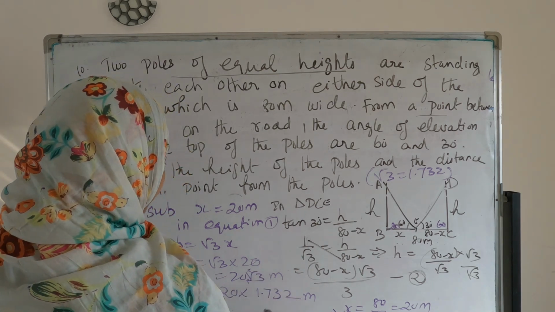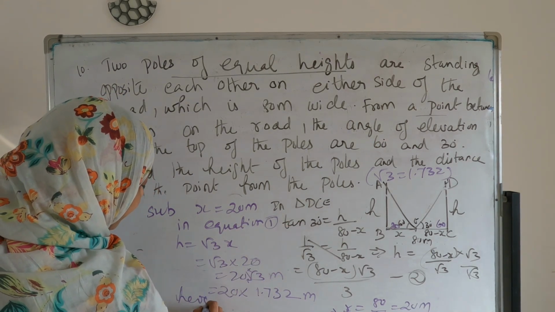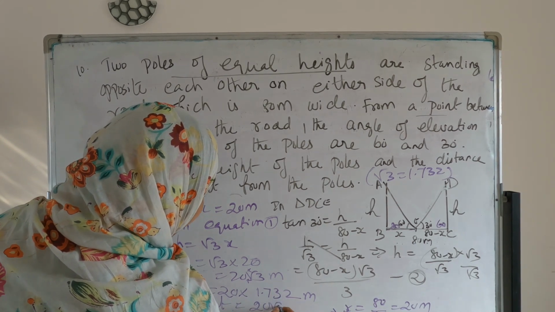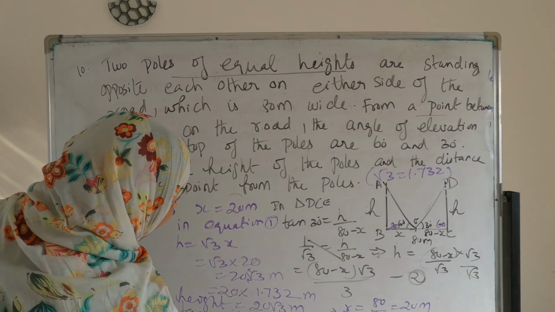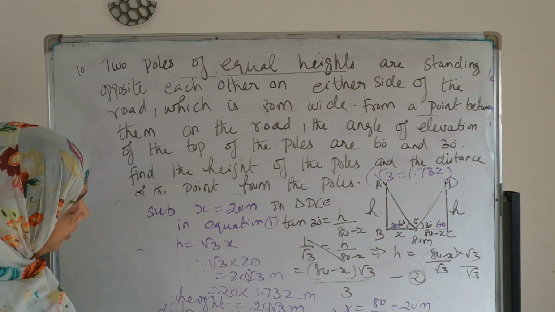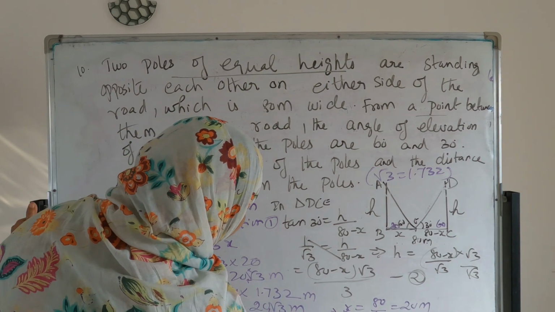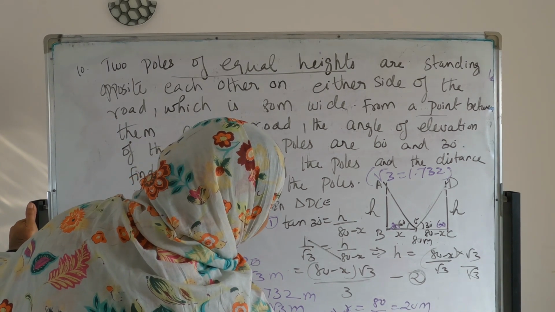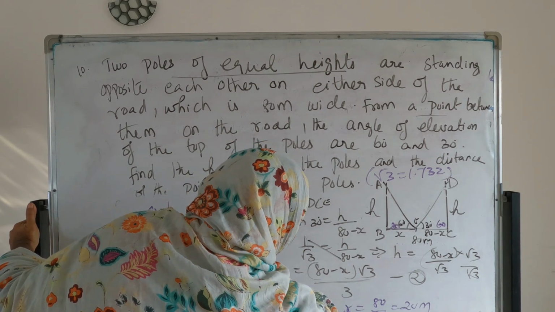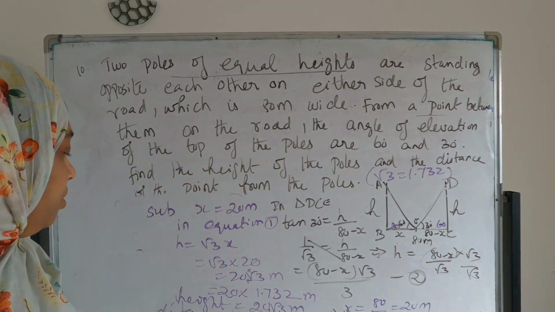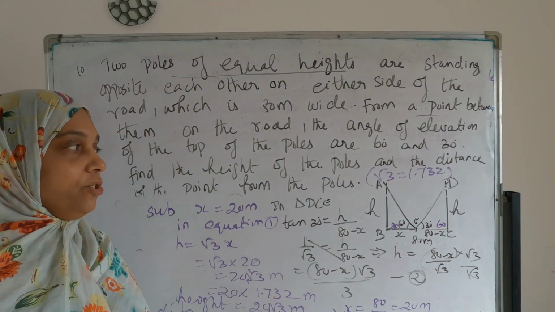Now we have 20 root 3. So the height of the pole is 20 root 3 meter. The distance of the building is 20 meter from one pole and 60 meter from another pole. So 20 meter from one pole and 60 meter from the other pole. This is the answer for this question.